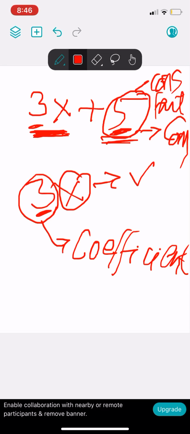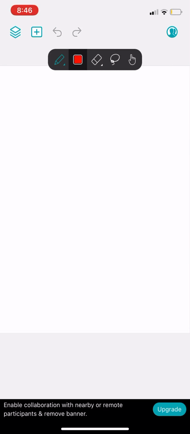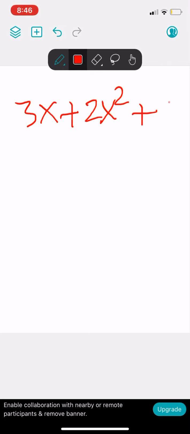Okay, let me give you next example with three terms: 3x plus 2x squared y plus 5. So here we have two variables. We have two coefficients, 2 and 3, because we have two terms with variable.